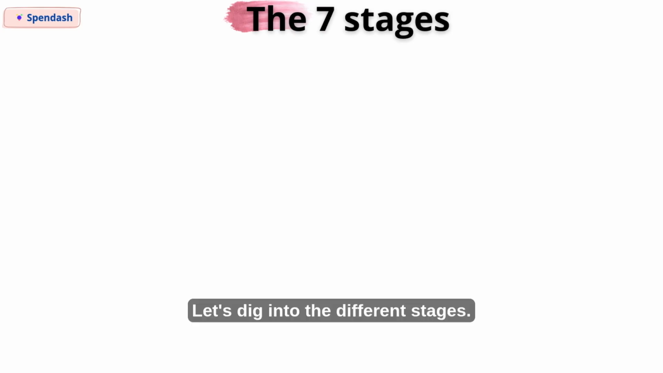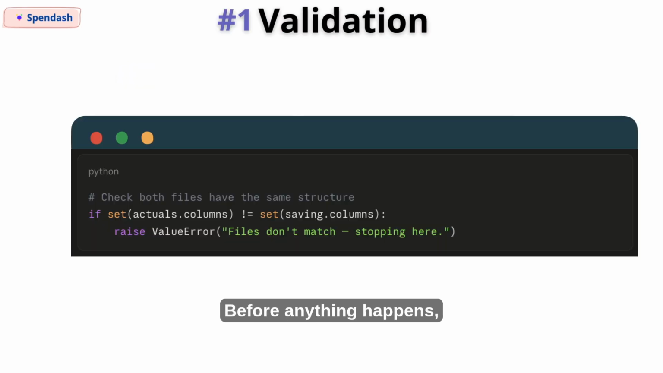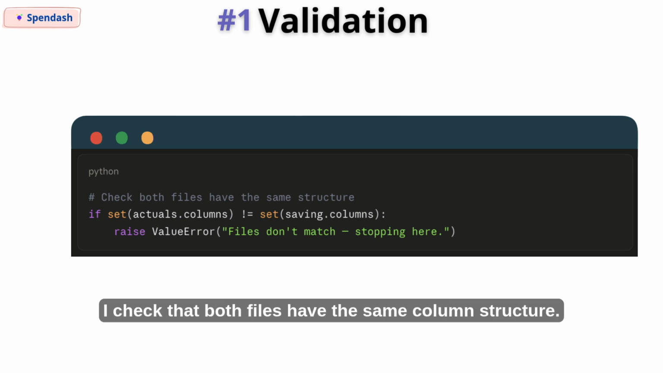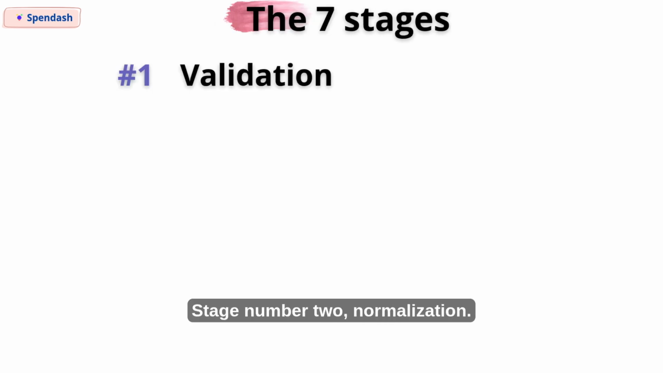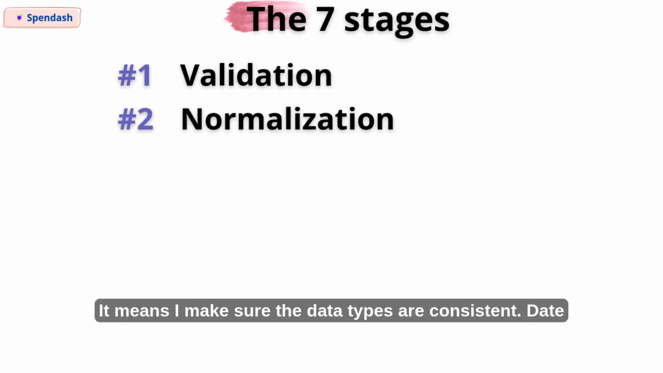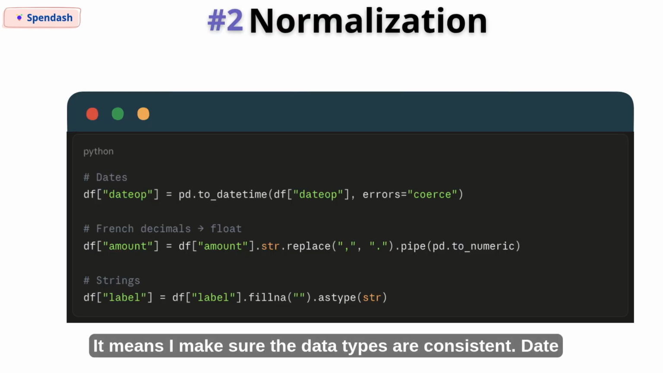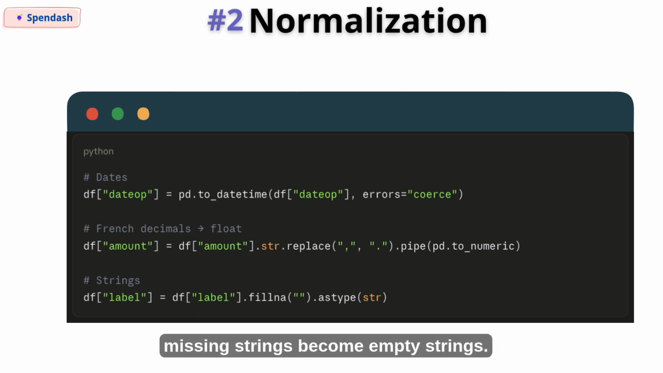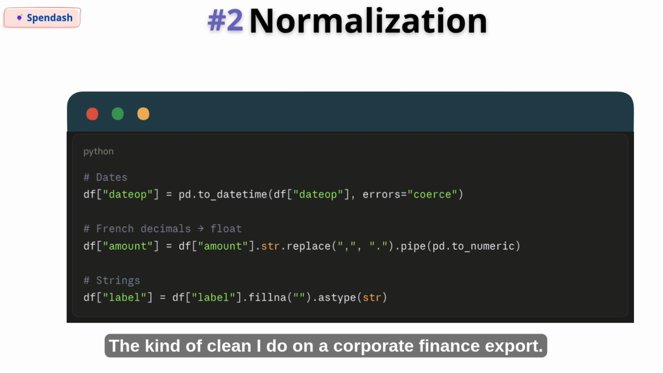Let's dig into the different stages. Stage number 1, validation. Before anything happens, I check that both files have the same column structure. If they don't match, the pipeline stops right there. Stage number 2, normalization. It means I make sure the data types are consistent. Date strings become datetimes, French decimals become floats, missing strings become empty strings. The kind of cleaning I do on a corporate finance export.